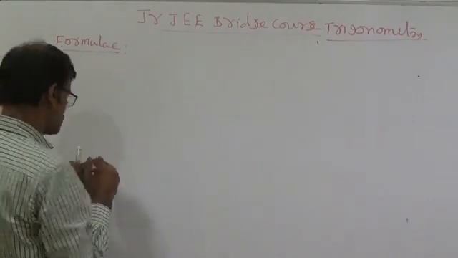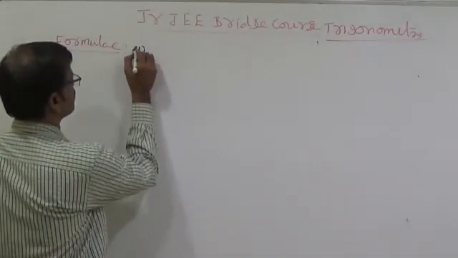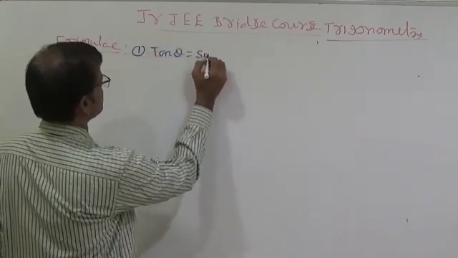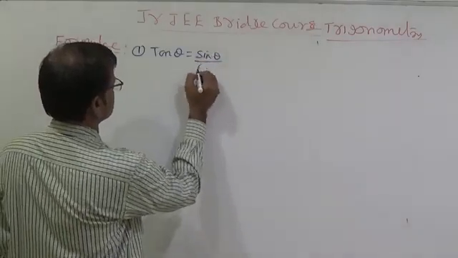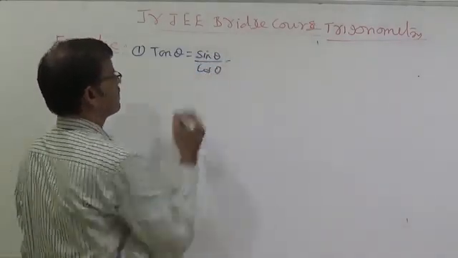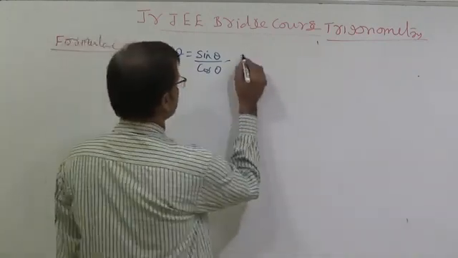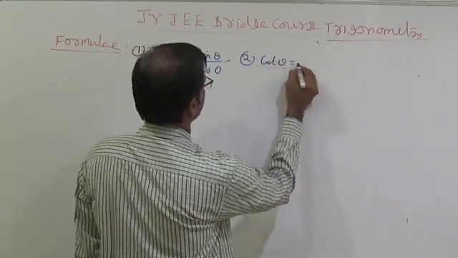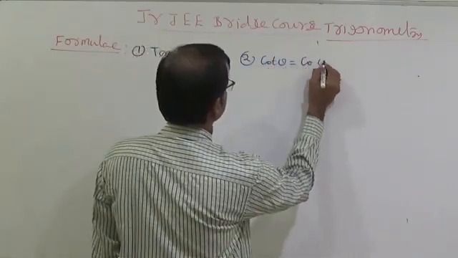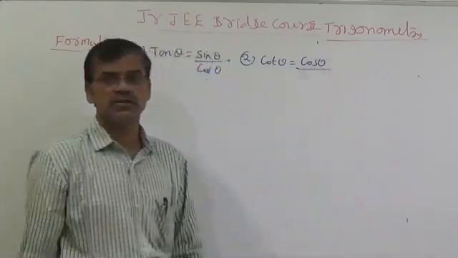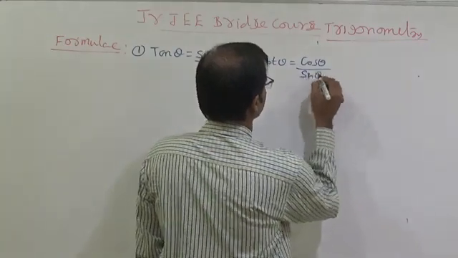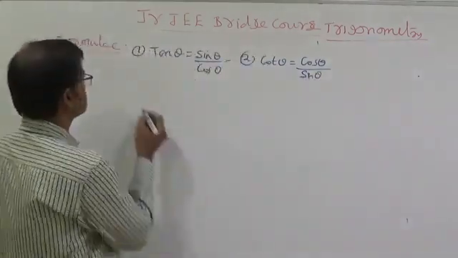First basic fundamental formula: tan theta is equal to sin theta by cos theta. Second one, taking reciprocal, cot theta is equal to 1 by tan theta. So cot theta is equal to cos theta by sin theta.